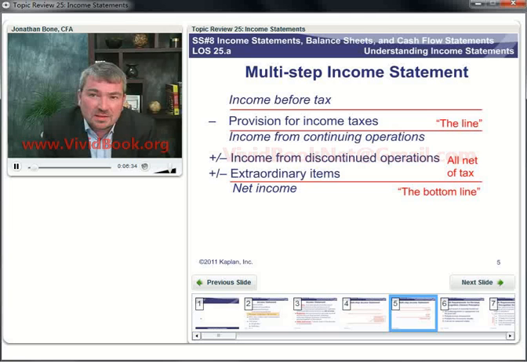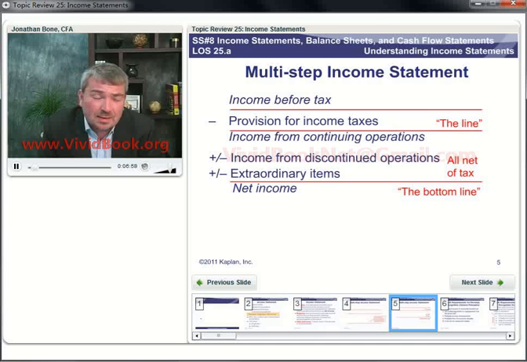Items below the line are reported net of tax, i.e. their tax effect is netted off on a line-by-line basis, rather than their tax effect being in the provision for income taxes. Notice we've got two items that we're likely to see: income from discontinued operations, and of course you'd be adding if it's income. If it's a loss from a discontinued operation, you'd be subtracting. And we've also got extraordinary items.